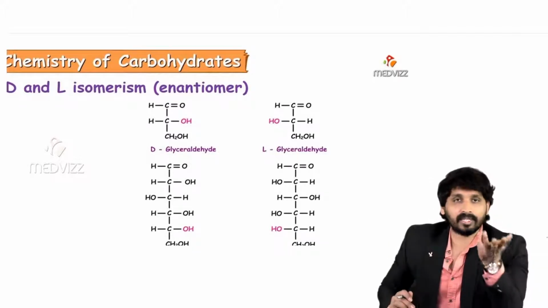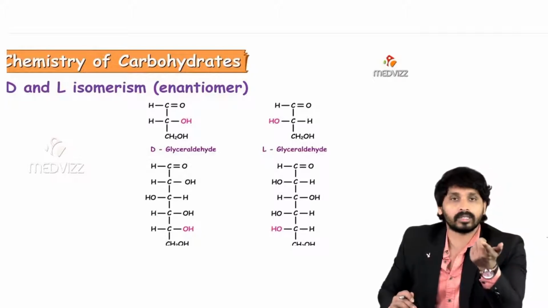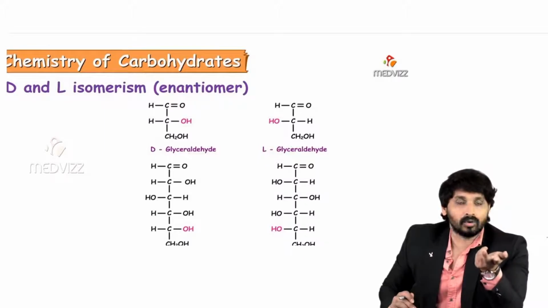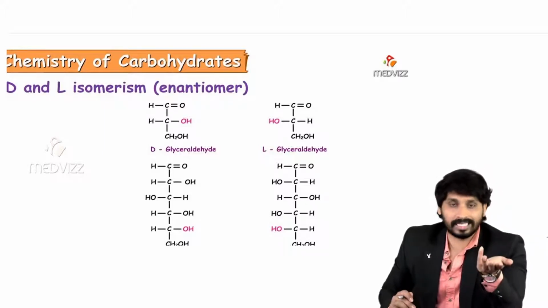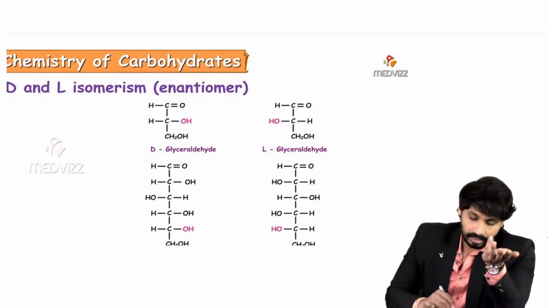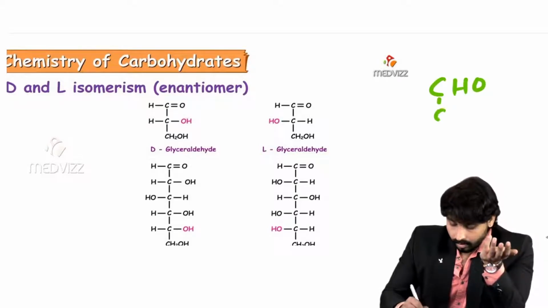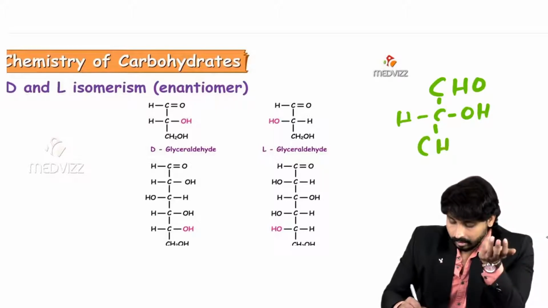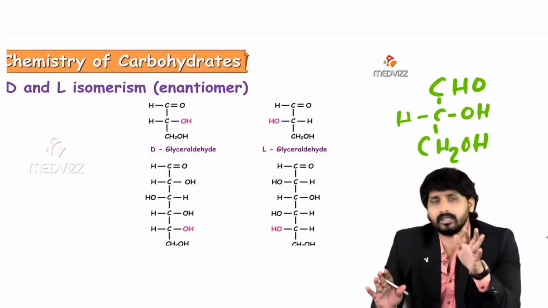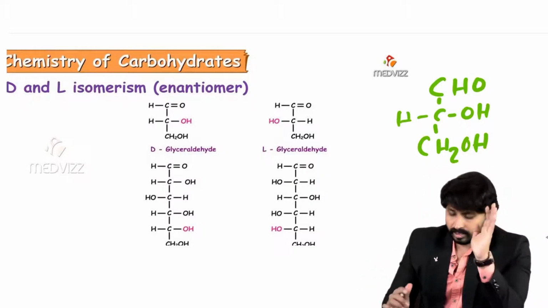Glyceraldehyde. In the classification of monosaccharides we have seen 3 carbon trioses, 4 carbon tetroses, 5 carbon pentoses and 6 carbon hexoses. Glyceraldehyde we have taken as an example for trioses, erythrose for tetroses, and ribose for pentoses. So here you see the isomerism: glyceraldehyde, which has CHO, OH, H, CH2OH. This is the simplest monosaccharide, the simplest carbohydrate, with respect to DL isomerism.